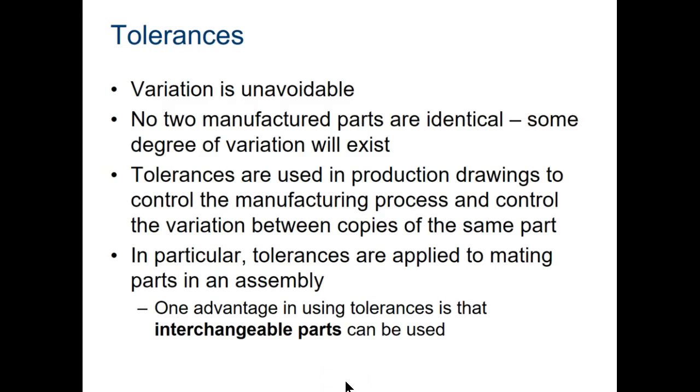The key idea with tolerances is that variation when you're manufacturing parts is not avoidable. So if you want to have something that has interchangeable parts, you need to understand the specification limits. How small can it be and how large can it be, and still be a functional part for whatever you're building?